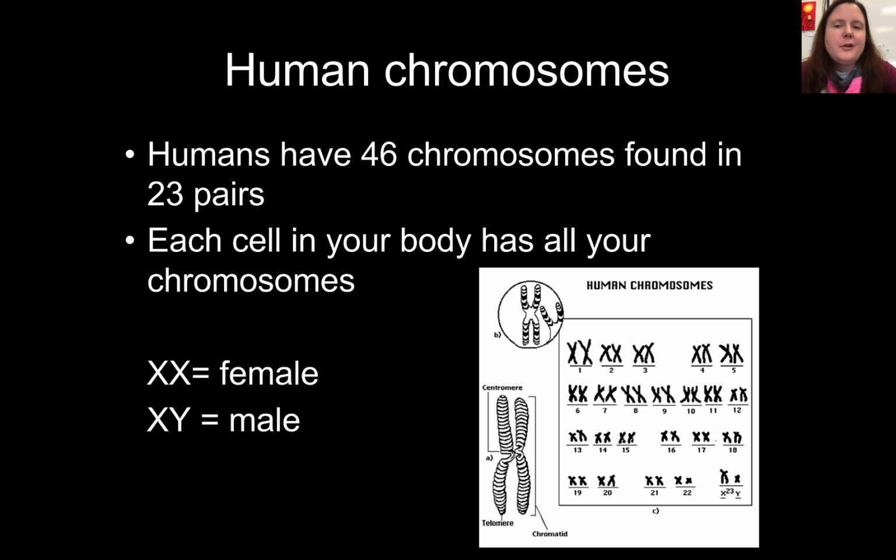Humans have a total of 46 chromosomes, 23 pairs. So you have 2 of each chromosome, which you can see in this picture. You have 2 chromosome 1s, 2 number 2s, 2 number 3s, etc. Then down here, your 23rd pair, those are your sex chromosomes. You either have XX if you're female or XY if you are male. Each cell in your body has every single one of your chromosomes.